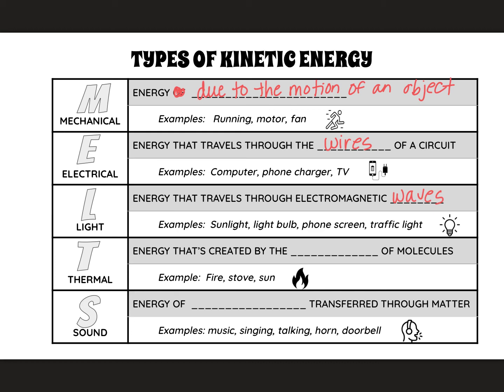The next one is T for thermal. This is energy that is created by the vibration or movement of molecules. When molecules are moving more quickly, that means there is more thermal energy. If molecules are moving more slowly, this means that there's not as much heat being generated, although it does have thermal energy. Some sources of thermal energy are fire, a stove, and the sun.